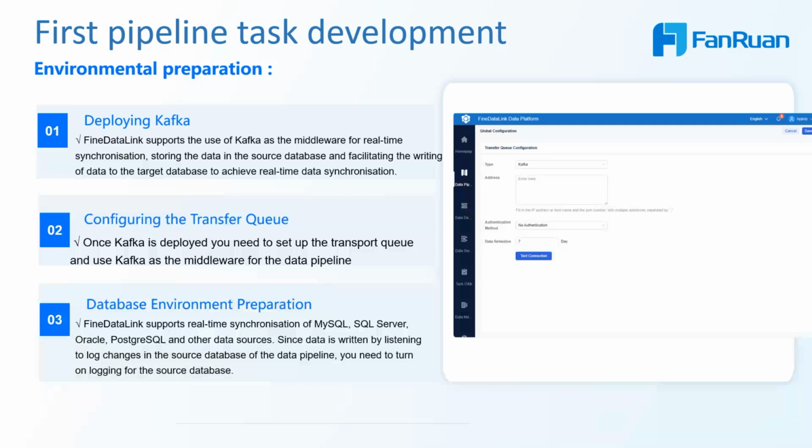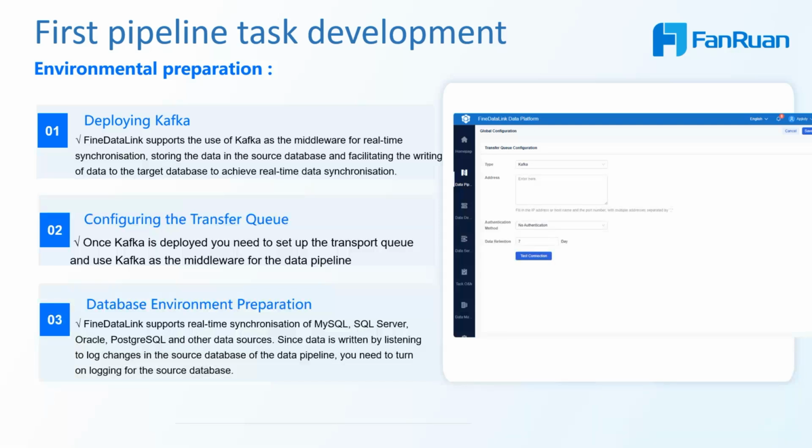First, we need to prepare the environment. The first step is to deploy Kafka. Since FindDataLink supports using Kafka as an intermediary for real-time synchronization, to temporarily store data from the source database and facilitate writing data to the target database, you need to deploy Kafka on your server.